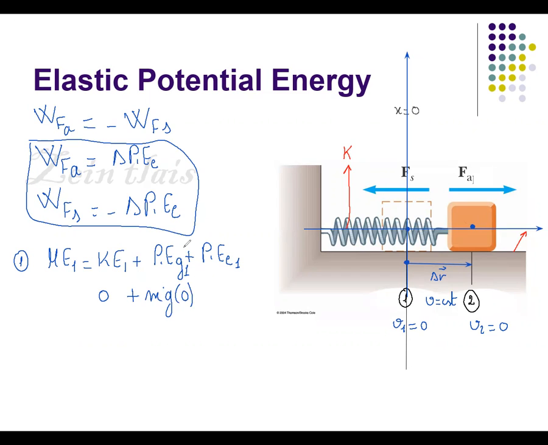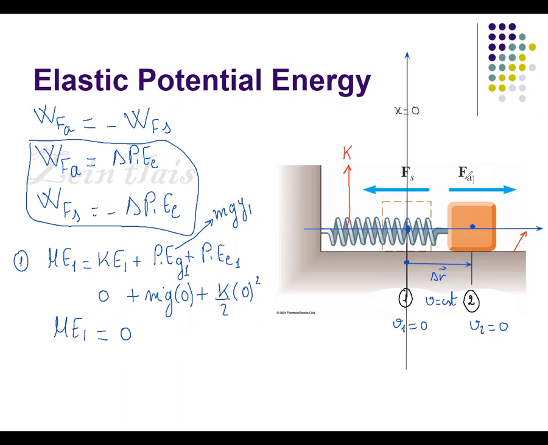Because PEG1 equals mg y1, we don't have y, so we don't have PEG. Plus, at this position, x equals 0. So here we can say k over 2 times x squared, 0 squared. So the total mechanical energy here equals 0.